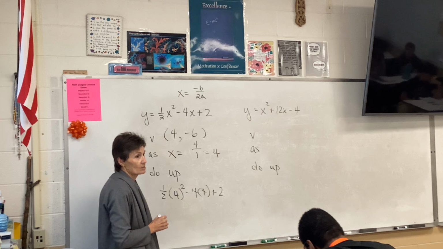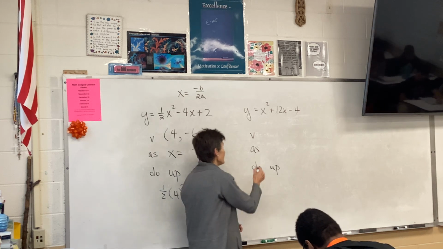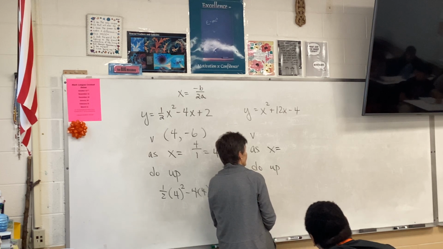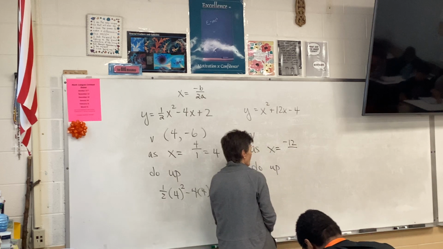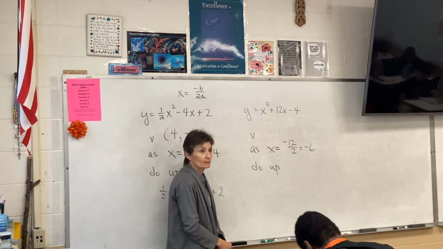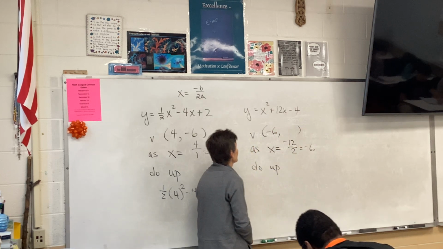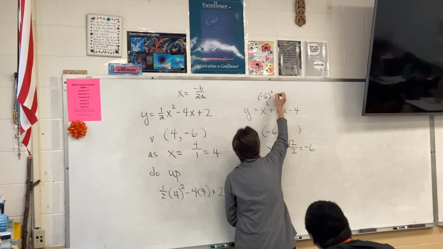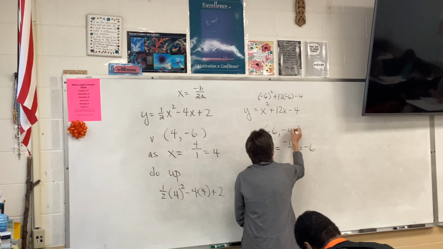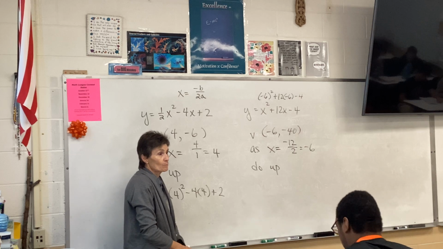Now there are 2 problems on the test just like this, so here we go, easy points. How do we find our axis of symmetry? x equals negative 12 over 2, so negative 6. And our vertex then is negative 6, comma. So plugging that in, double check, see if you get negative 40. Yes. And those problems are done.